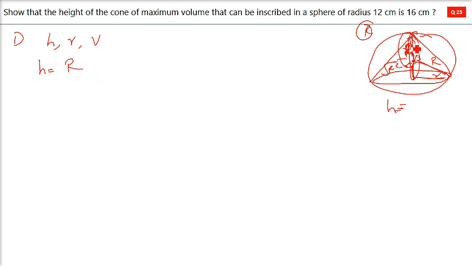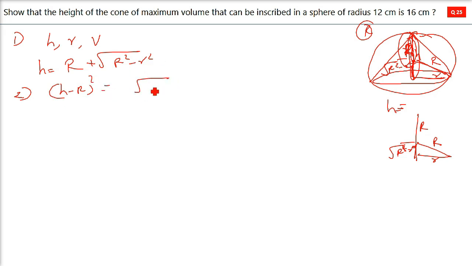h equals, from here to here it's capital R, and from here to here it will be the square root of capital R square minus small r square, because we are using the Pythagoras theorem. This whole height is R plus under root R square minus r square. This question is already done, so I am doing it quickly. So h equals R plus under root R square minus r square. So h minus R will be equal to under root R square minus r square.